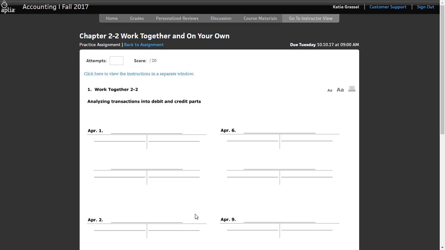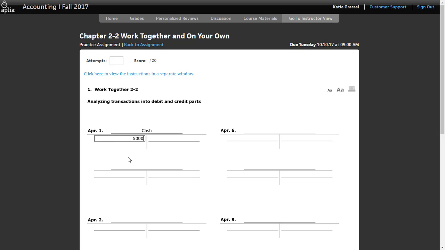We have to do all of that thinking before I type anything. So I'm going to go ahead and put the debit account first. If you put the credit account first, it will mark it wrong. And then I'm going to go ahead and list right here that I have cash being increased by $5,000.